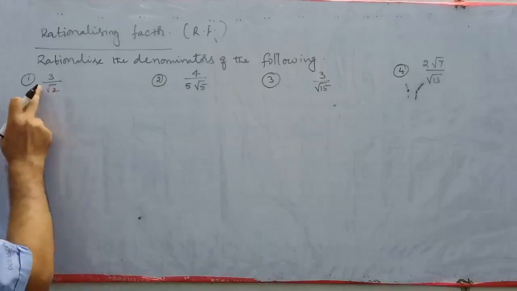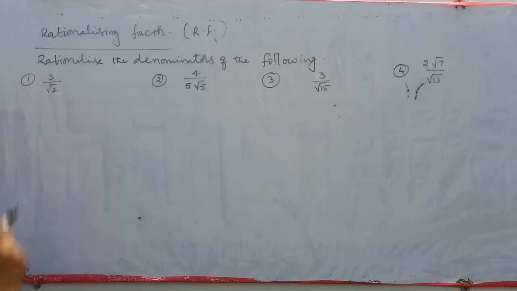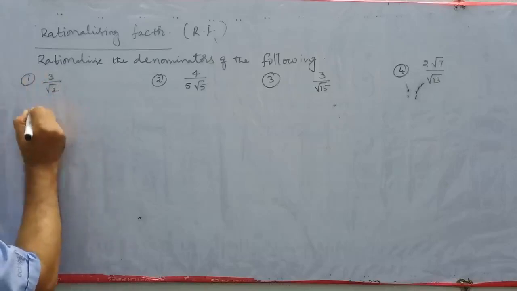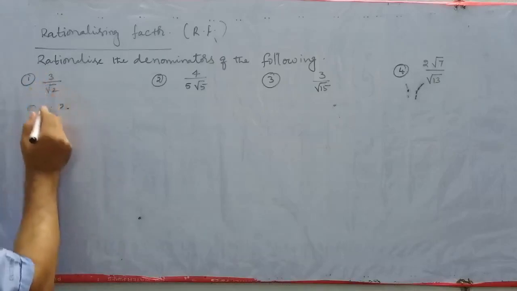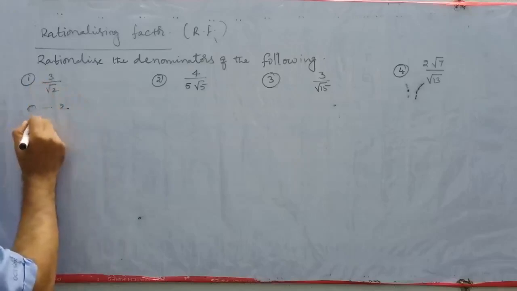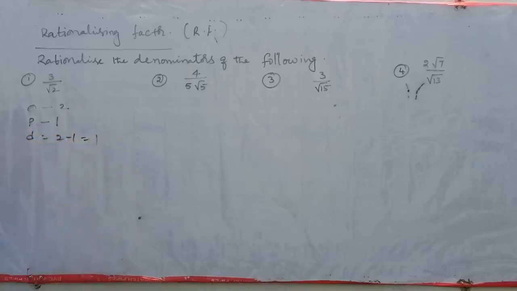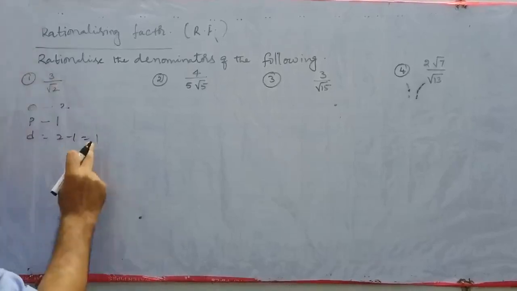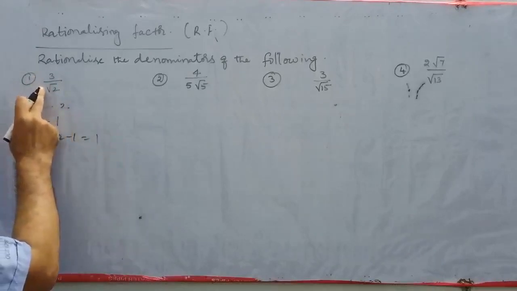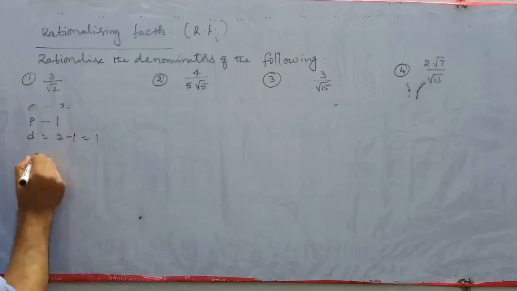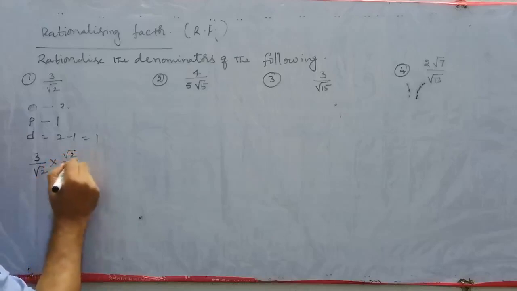I already told you that first you take the order and the power, then the difference, and with the same order we have to multiply. Okay. So what is the order? Order is 2. Nothing is given, so that is 2. Power is 1. So the difference is equal to 2 minus 1, which is 1. So with the power of the radicand being 1 and with the same order, what is the order here? 2. Therefore 3 by root 2 into root 2 by root 2.